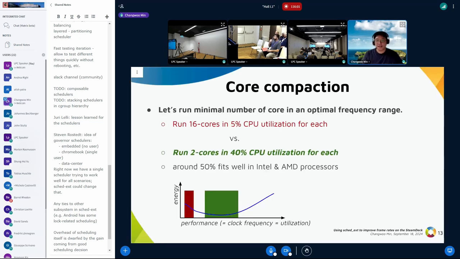It's a little bit too early to generalize, but in my experiment on AMD and TensorFlow, about 50% of CPU utilization can easily help us land in the optimal operating frequency range. So that actually made me come up with the idea of core contraction. The idea is quite simple.